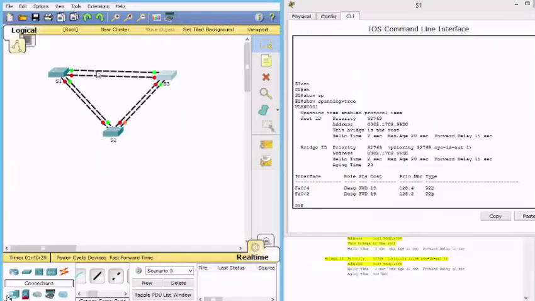So S1, and this is where port 4 is. You can see port 4 is activated, and port 4 is the one that has given information to S1 that their MAC address is lower. Switch 3's MAC address is higher than switch 1, and therefore switch 1 has become the root bridge.